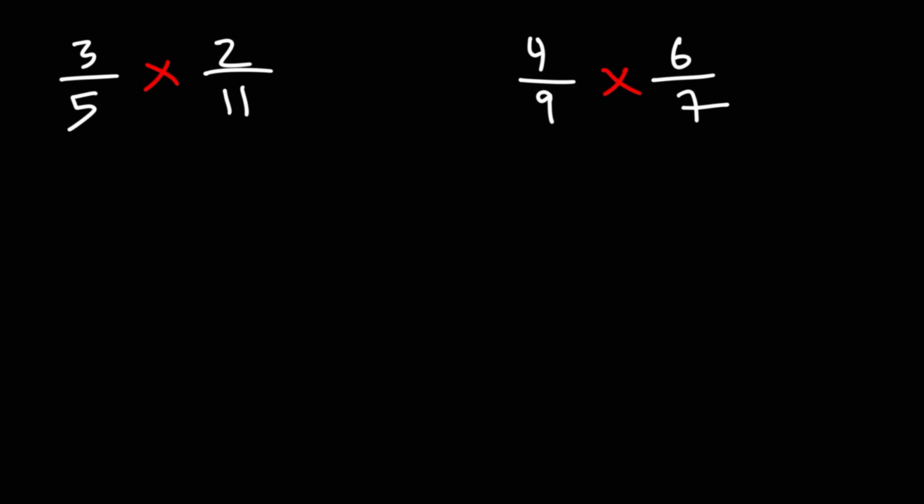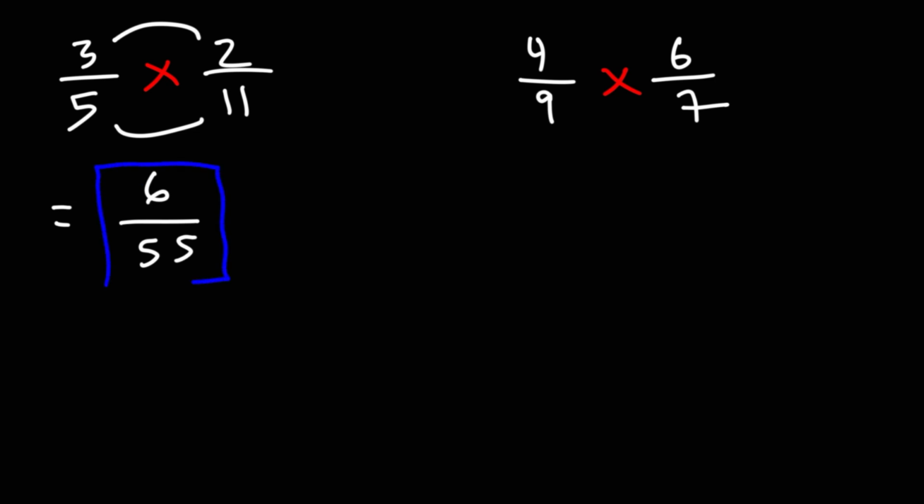Let's talk about how to multiply fractions. To multiply fractions, you just need to multiply across. 3 times 2 is 6. 5 times 11 is 55. Now we can't simplify 6 over 55. There's no common number between 6 and 55, so that's going to be our answer.